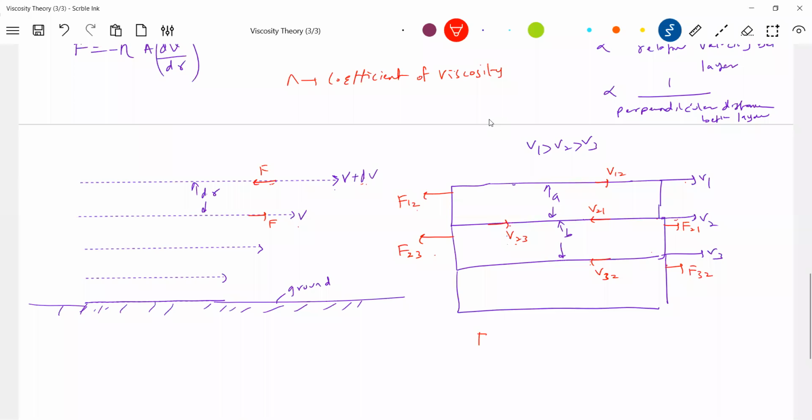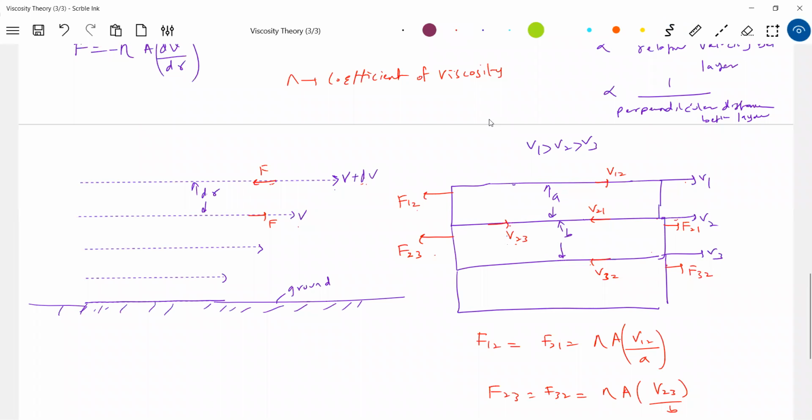So let's come to this one. What is the F12 formula? Eta A V12 by the separation between them. F23 or F32, what will that be? F23 or F32 should be eta A V23 by B. Now look at this layer. What will happen? It will experience a force due to the topmost layer and also the layer below it. If you take layer 2, it will experience force due to this.